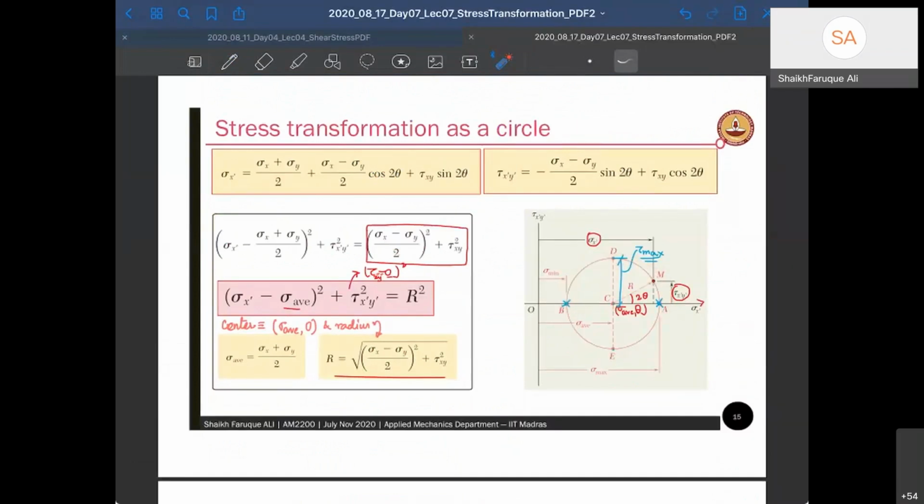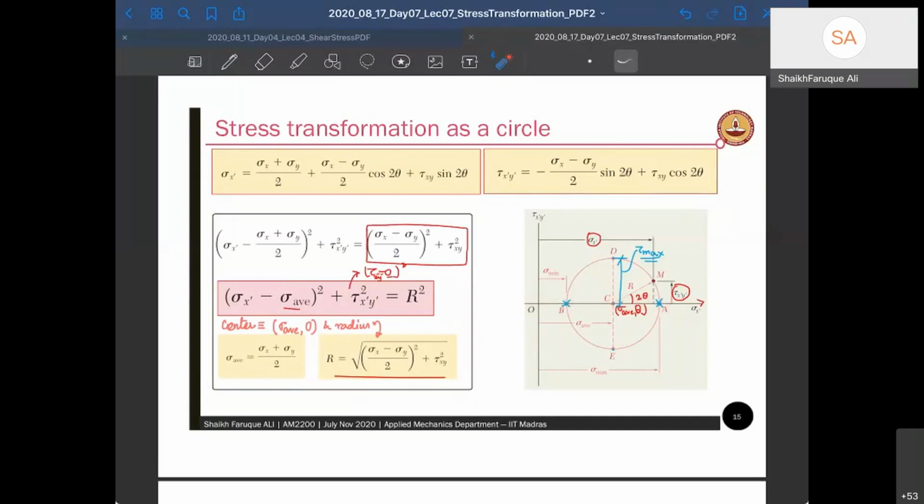Once you have drawn the circle, it will cross your sigma x-axis at 2 points, let's say A and B. One of them will be a higher value, one a lower value. The lower value is called the minimum principal stress, and the higher value is called the maximum principal stress, because that's the highest normal stress that the material will have. There is no normal stress higher or lower than these. So these are the two principal normal stresses.